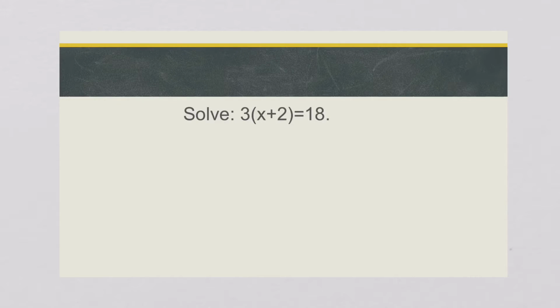Okay, so now we've got some distributive property here. So I want to multiply. First I want to distribute, okay? So I want to multiply 3 times x and 3 times 2. So 3 times x is 3x. 3 times 2 is 6.